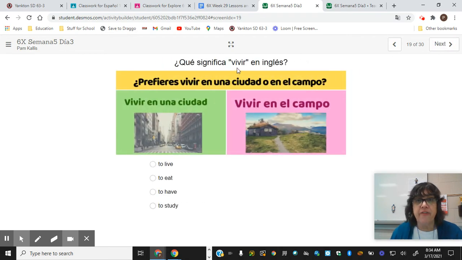¿Qué significa vivir? Vivir en una ciudad. Vivir en el campo. So does vivir mean to live? To eat? To have? Wait, I just got done with to eat. That's comer. And to have was tener. Tener un perro. And to study, that was from yesterday. Oh yeah, that was estudiar. So vivir must mean to live.